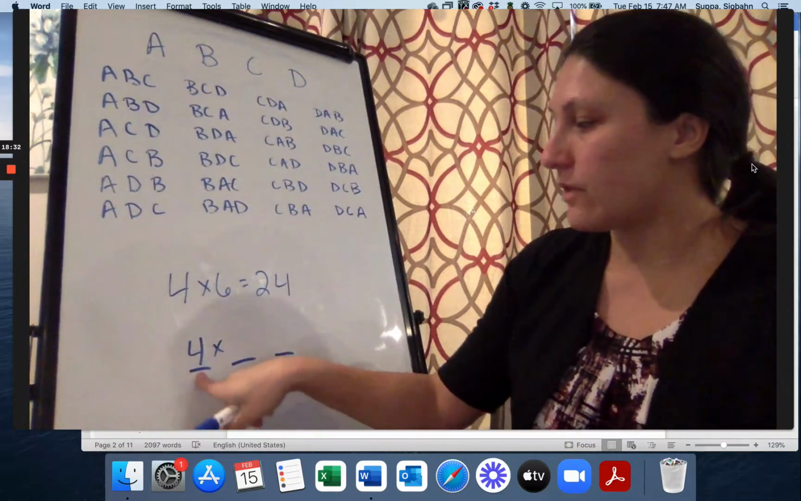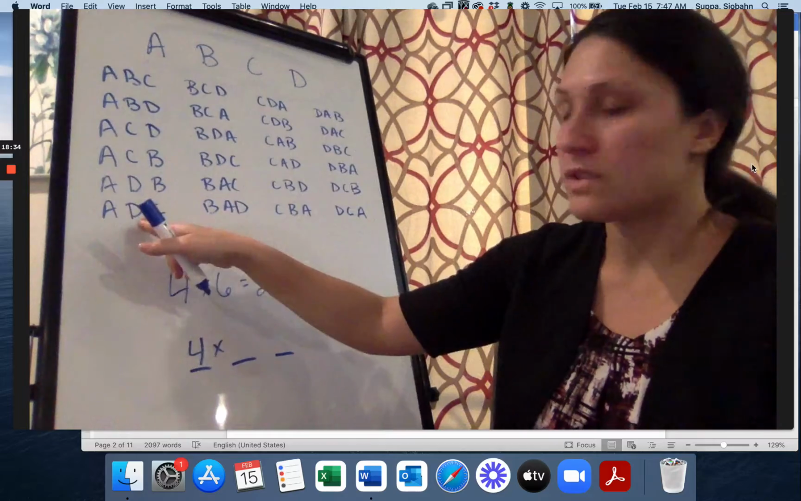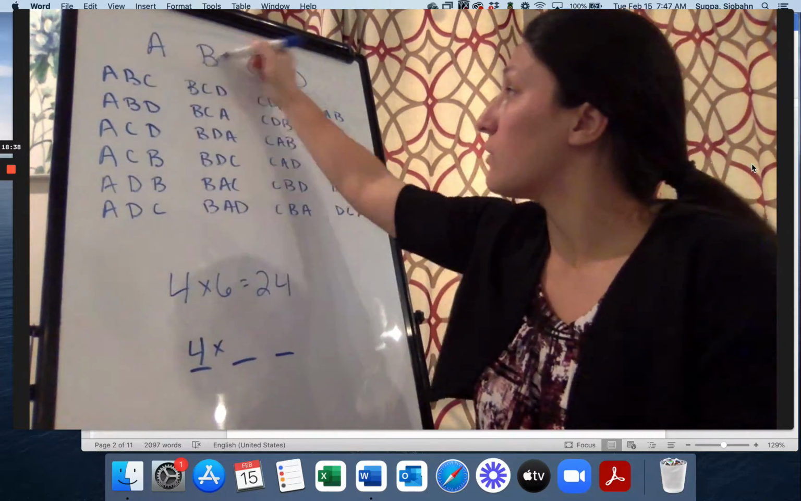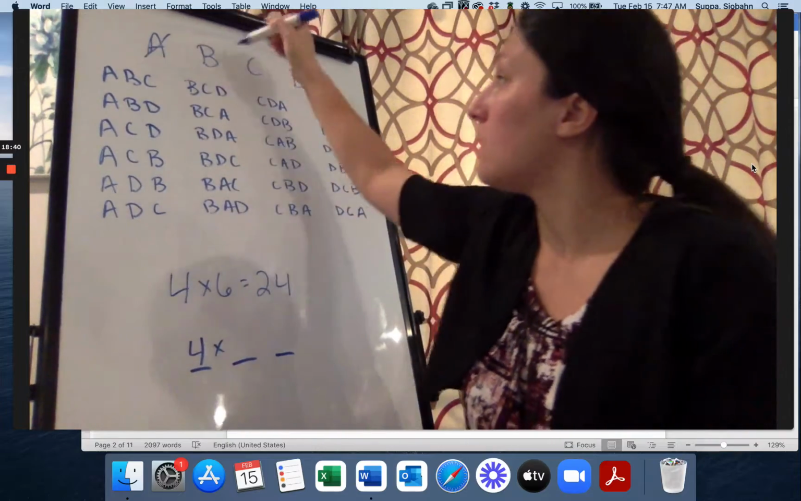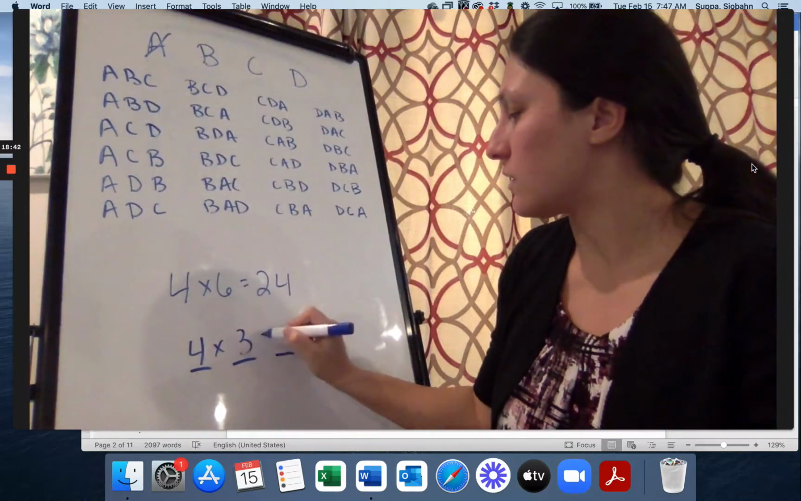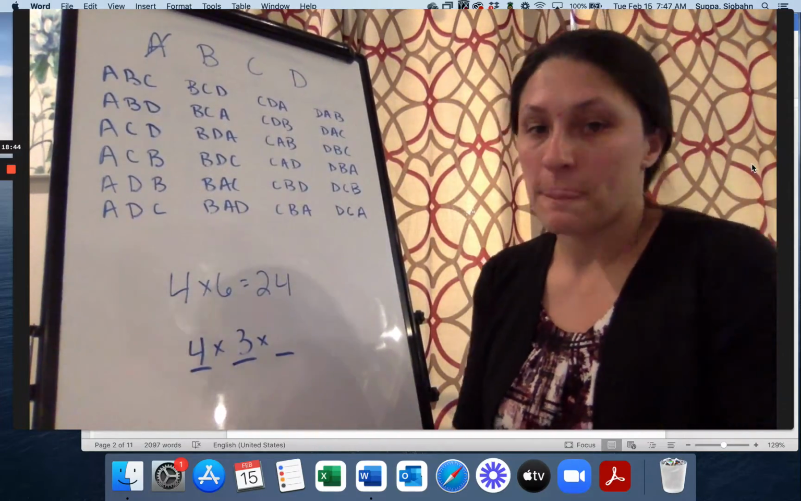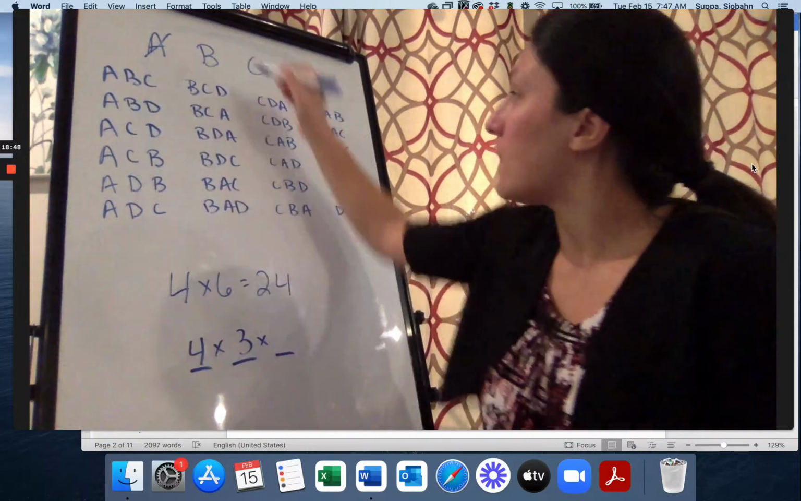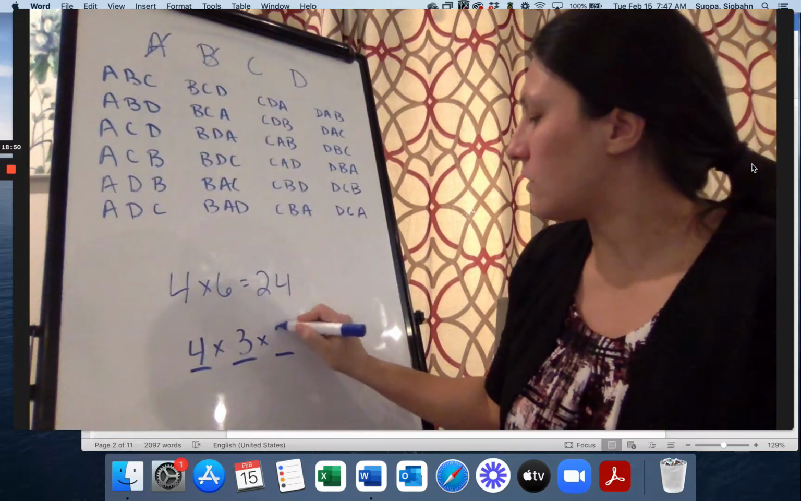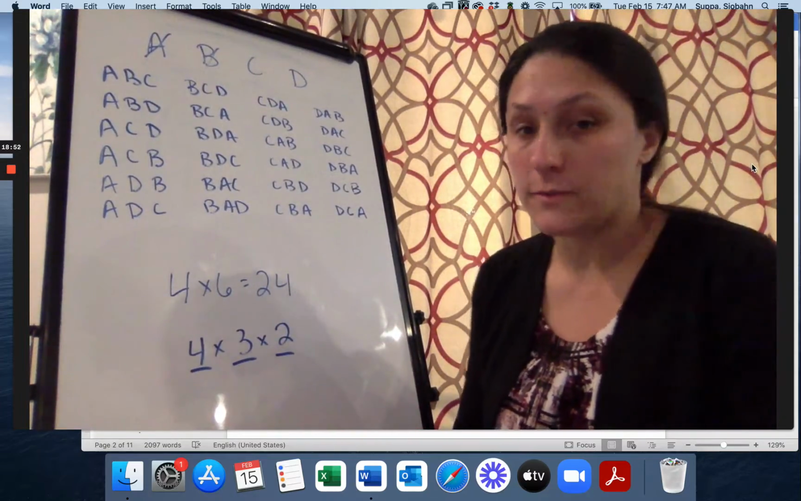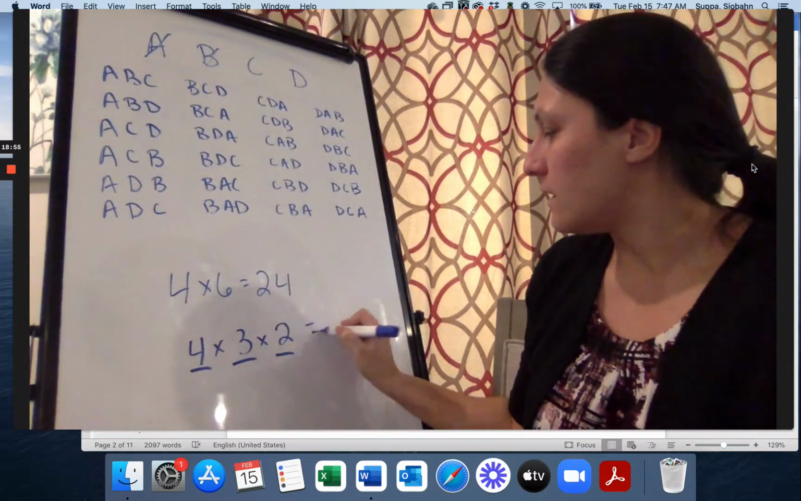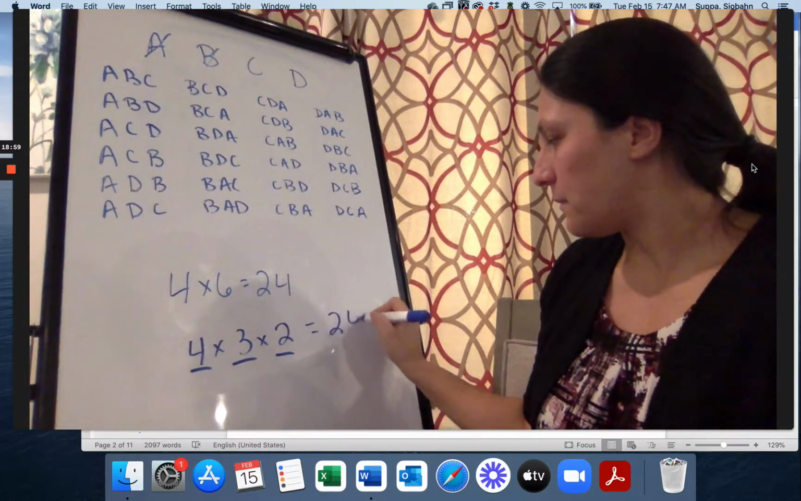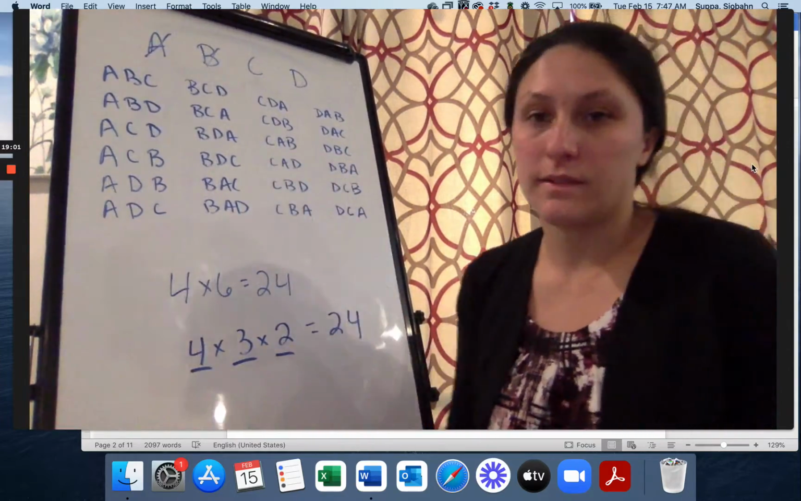Once you choose that first dog, how many options do you have for the second letter that you could have written in any of these sets? Now you have 3 left. So if you start with A, now you only have 3 choices left for the dog that can win next. And then once you pick first and second, now you only have 2 choices left for the final dog that could win third. If you multiply these out, you'll still see you get 4 times 6, which is 24. So either way, you get 24.